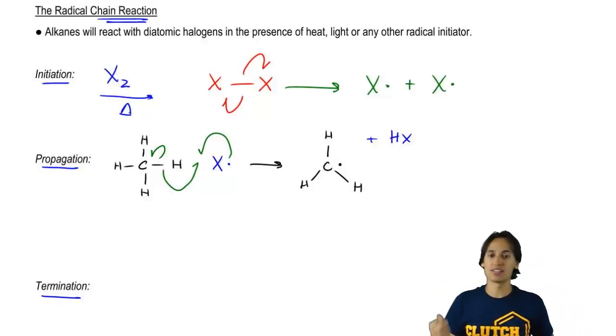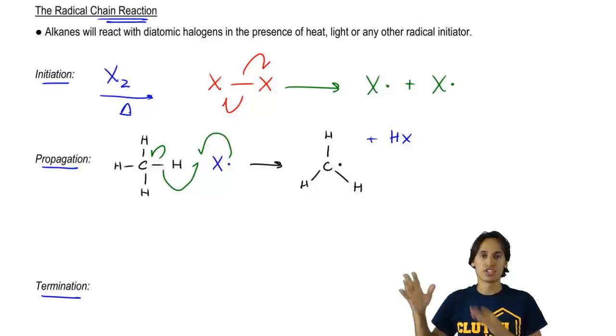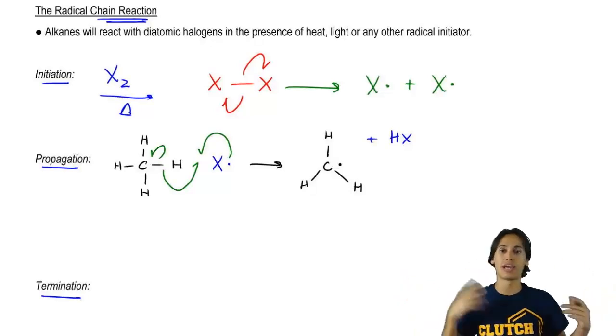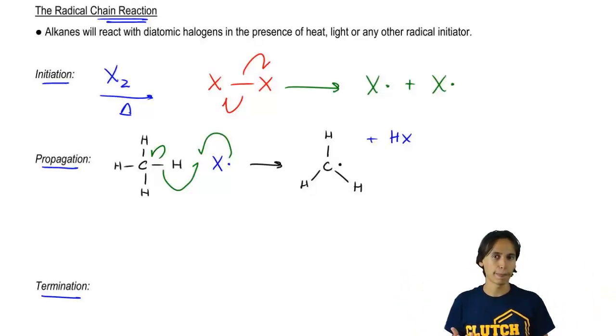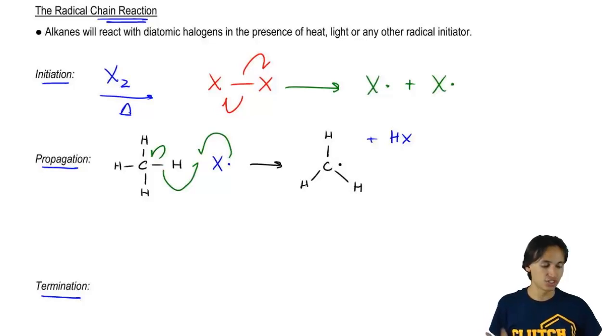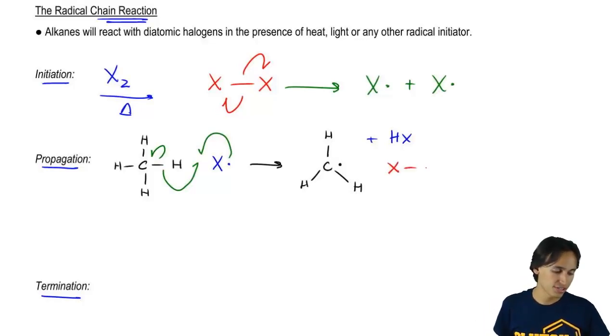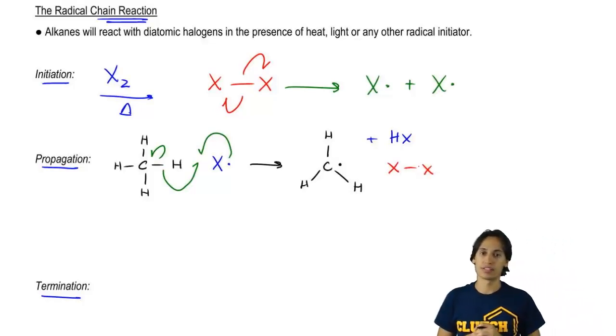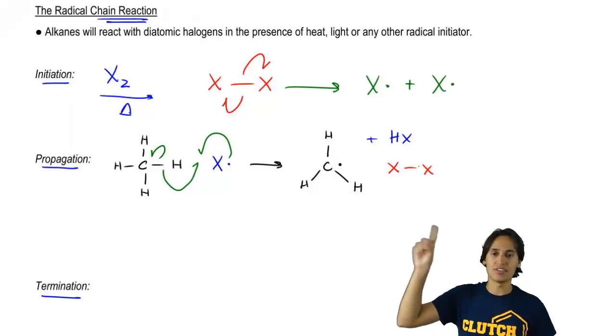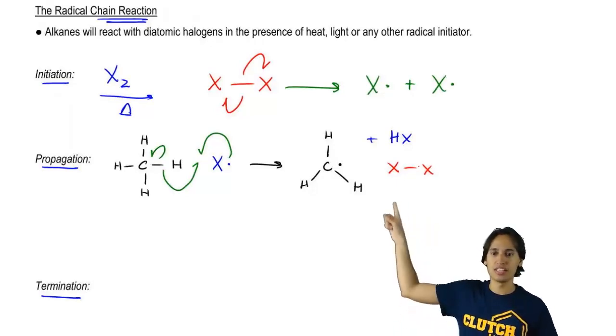What could we react my C radical with to generate that original X radical that we had at the beginning? Can you think of anything? It turns out the easiest thing to do is just to react it with another X diatomic halogen. Now, you might be wondering, well, Johnny, why isn't this already radicals? Because we just did that in the first step.